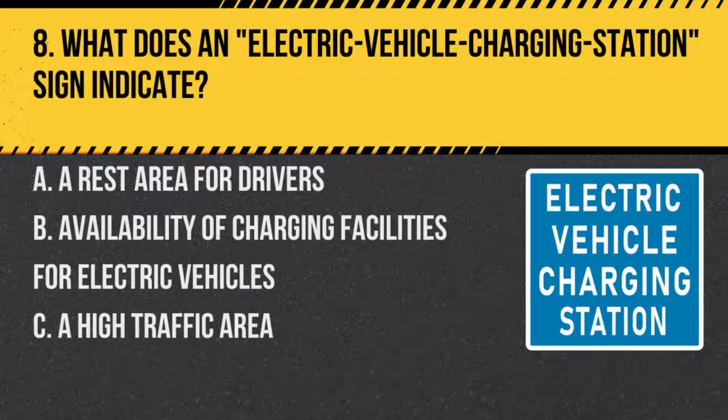Question 8. What does an electric vehicle charging station sign indicate? A. A rest area for drivers. B. Availability of charging facilities for electric vehicles. C. A high traffic area. Answer B. Availability of charging facilities for electric vehicles. This sign indicates the presence of a charging station for electric vehicles nearby.